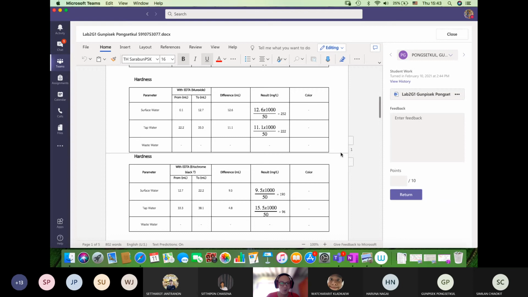Anyway we dispose the waste water. It's no meaning to pay attention to the hardness.